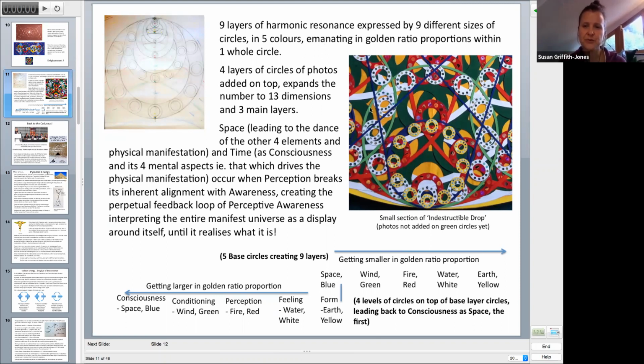So the four layers of circles do something interesting, because this expands the number of the 9 layers of harmonic resonance to 13 dimensions. 9 plus 4 is 13. So for example, here you've got a blue circle, and within that blue circle you've got 12 yellow circles, and on top of the 12 yellow circles you've got 12 blue circles again. So you've got 3 different dimensional layers within each circle. The same goes for this one. You've got the green circle, then inside you've got the 12 white circles, and on top you've got the 12 green circles, and this happens the whole way through.